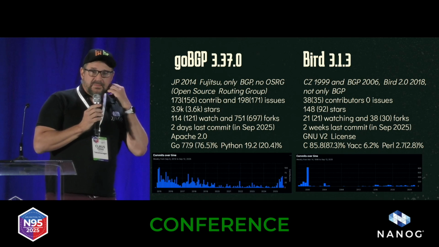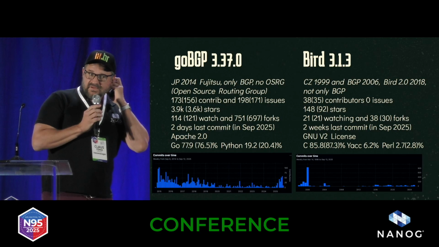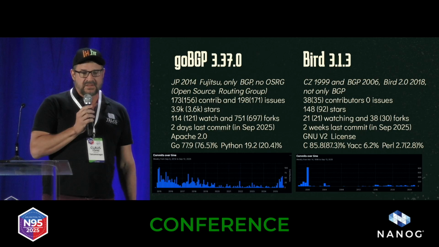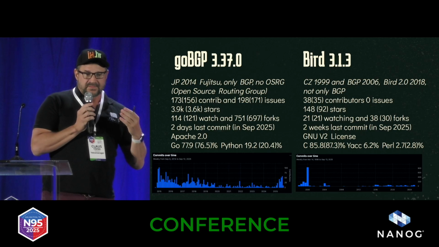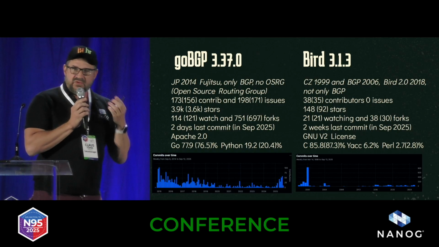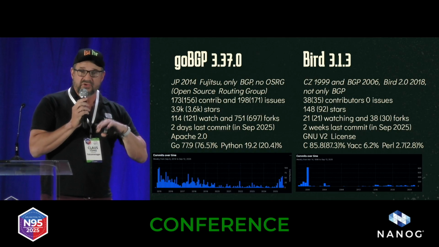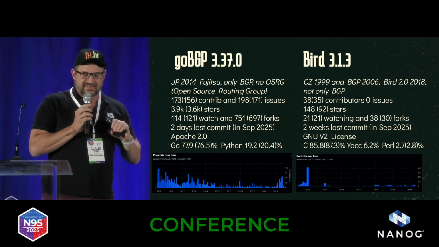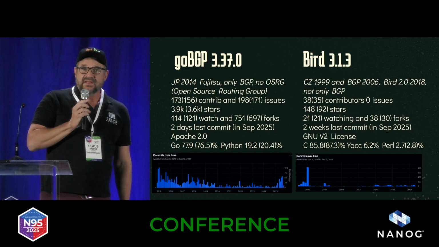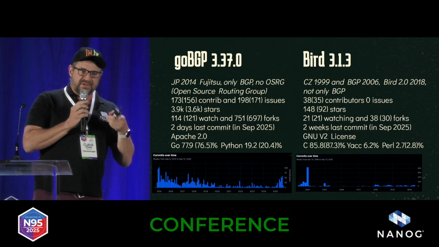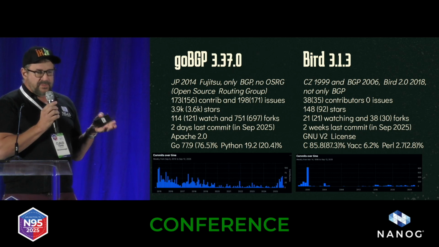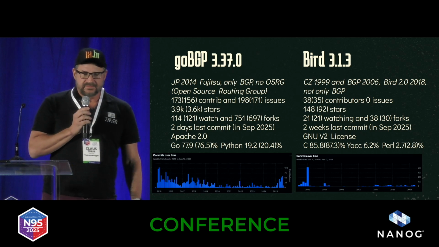And then comes Bird, which is older than most of the other daemons, from 1999, and now it's on version 3. It has 38 contributors, 3 more than last year. There are no issues when I checked, which is amazing, not having any issue. And stars are just 148, but it's quite a big change from 92 to 148. 21 people watching and 38 forks.